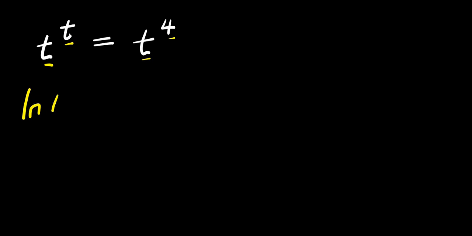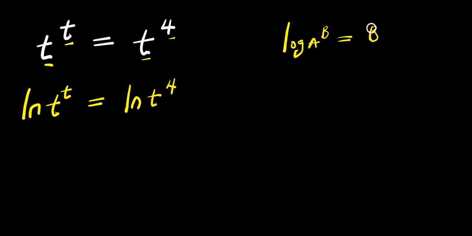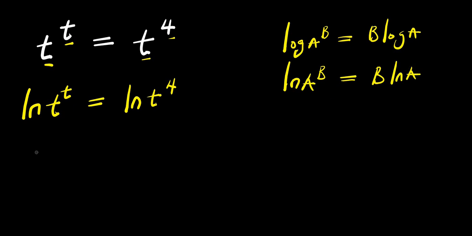I have natural log of t to the power of t, and this equals natural log of t to the power of 4. Now, according to the logarithm property, if you have log of a to the power of b, this equals b times log a, meaning that natural log of a power b equals b times natural log a. So that means we are going to have t times natural log of t equals 4 times natural log of t.